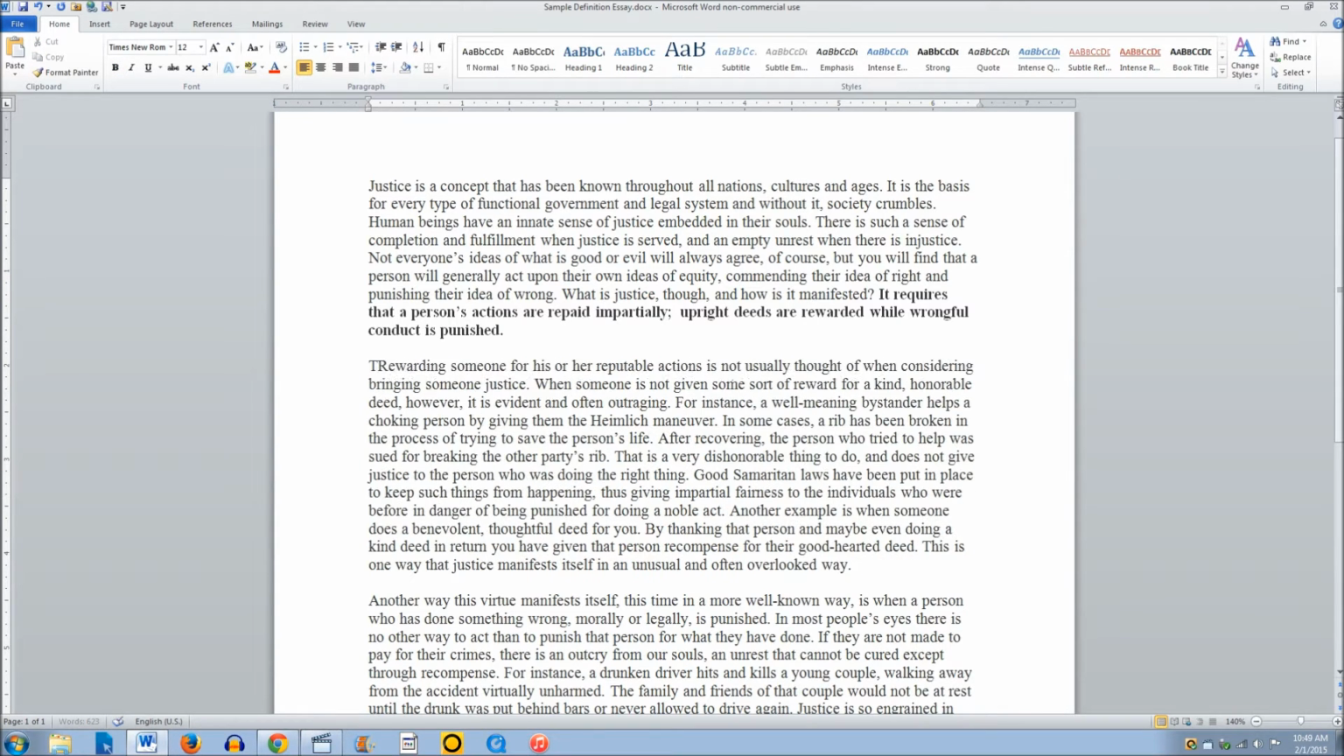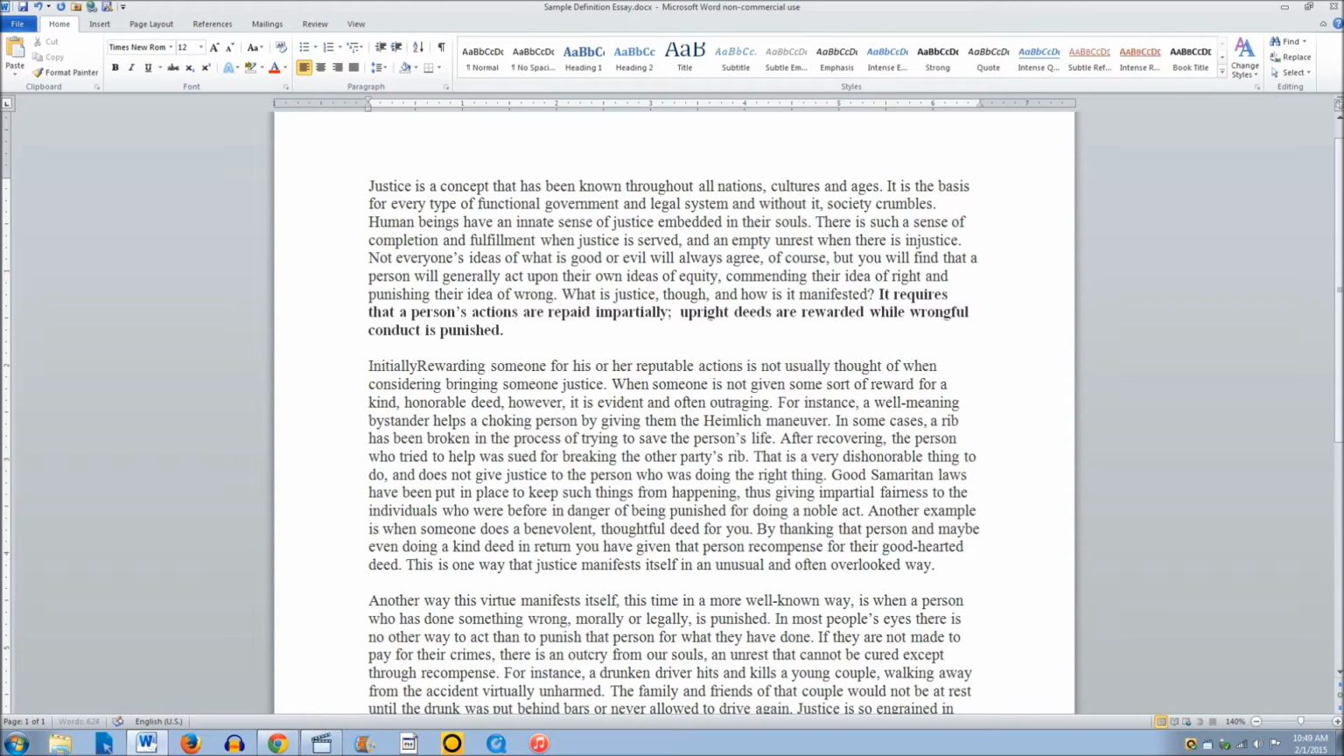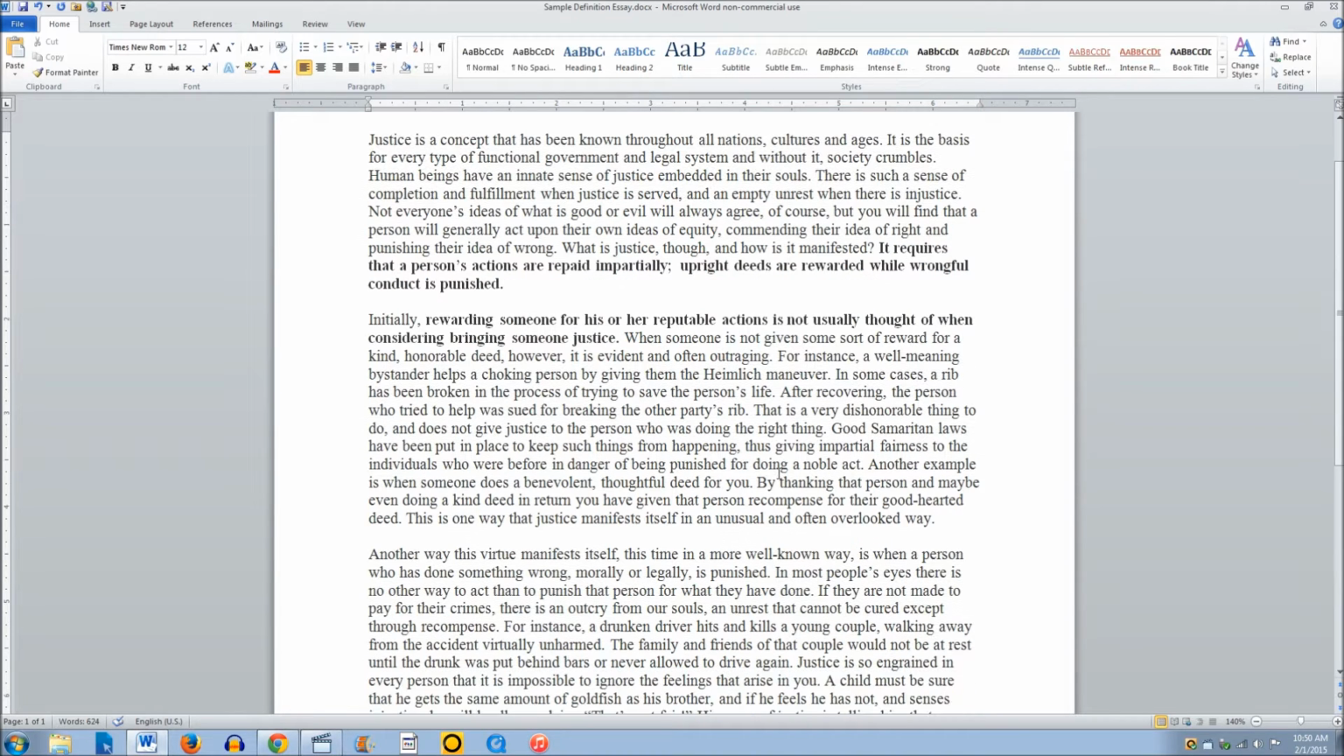First, to begin. Initially, you should use a transition to start each body point and the conclusion. In addition to that, it should be offset with a comma. So this point should cover how upright deeds are rewarded and should be rewarded in order to define justice. Notice how specific the details are here.